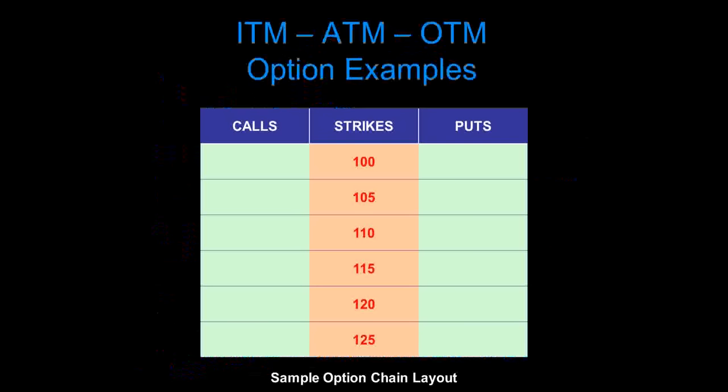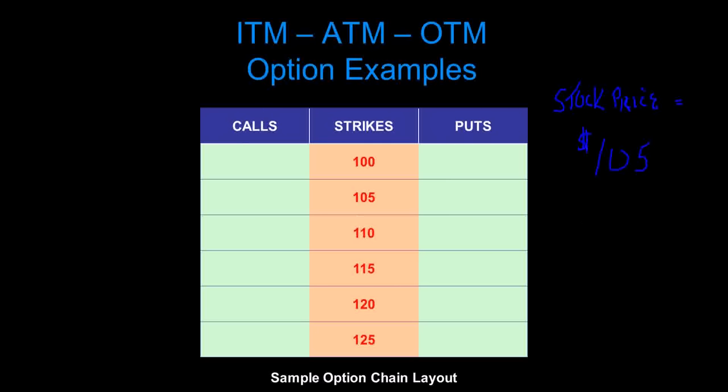If I take an option chain here, and let's take a real basic option chain, and we'll keep it really simple. Let's say the stock price right now is sitting at $105. The stock price equals $105, all right?